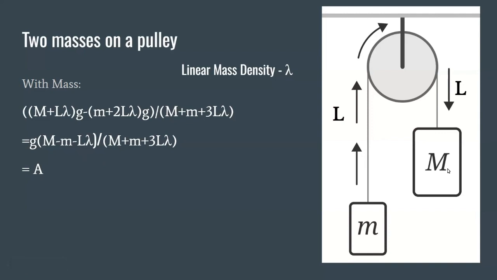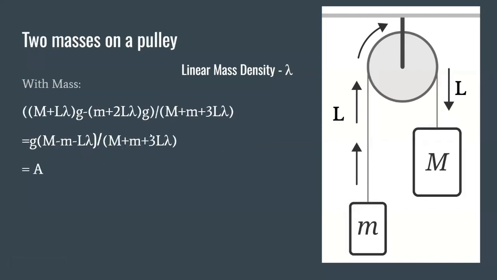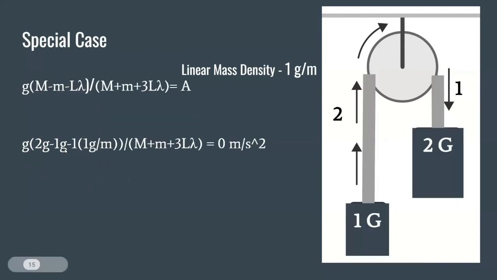However, we also have a special case. This isn't really entirely realistic, but just bear with me. Imagine that the entire rope has a linear mass density of 1 gram per meter, and that the right side has a length of 1 meter and the left side has a length of 2 meters. In our equation from the last slide, the middle one, if we just plug in all our numbers, we can ignore the denominator for now. If we plug in 2 grams for capital M, 1 gram for lowercase m, and just plug in lambda and L, we can see that the entire numerator adds up to 0.